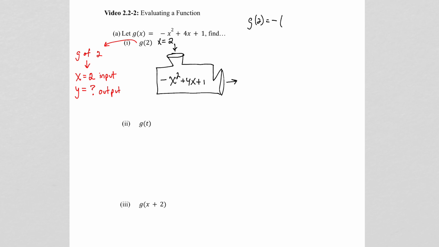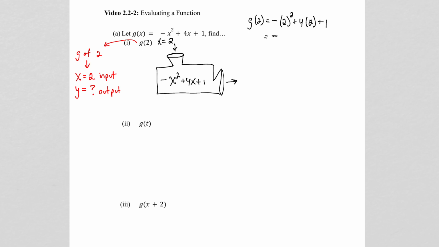So we have negative, and now we're replacing x with 2 squared, plus 4, replacing x with 2, plus 1. Notice when I do my substitution, I like to substitute into parentheses. Everything in the parentheses is what I just substituted, so I don't lose any signs or other symbols. From here on out, I follow my order of operations: simplify inside grouping, evaluate exponents, multiply and divide, and then add and subtract from left to right.